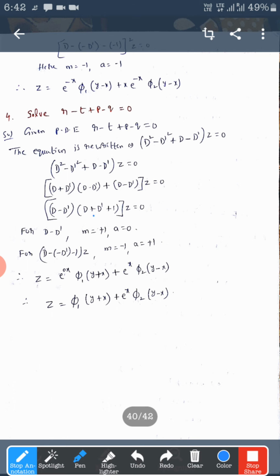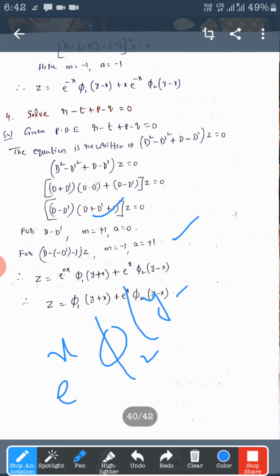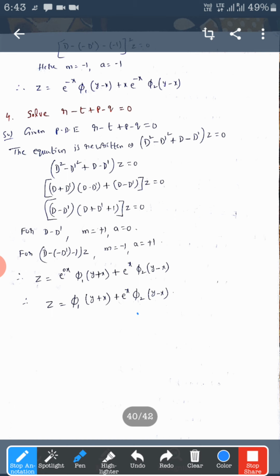Next, if we consider this one, for this one, m is equal to -1, a is equal to 1. Therefore, e power of ax means e power of x into phi 2 of y plus mx, which means y minus x. So e power of x into phi 2 of y minus x. This is the complete solution.